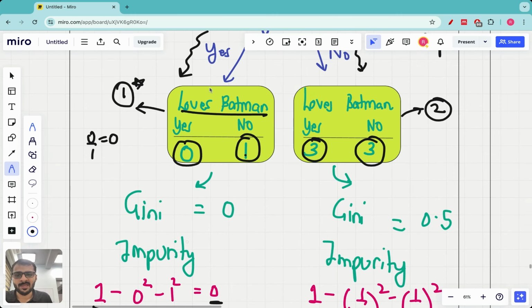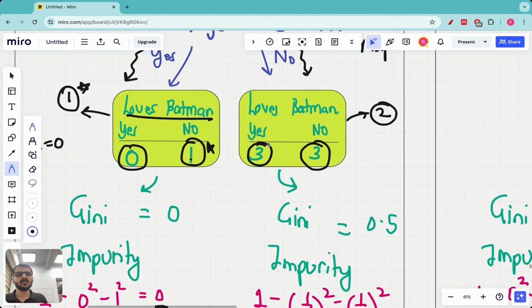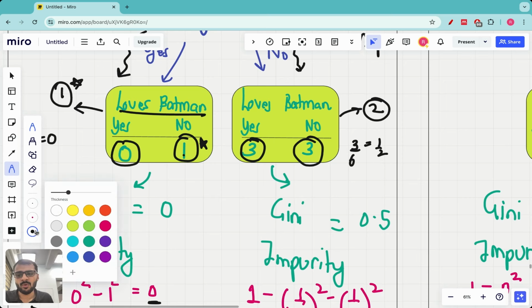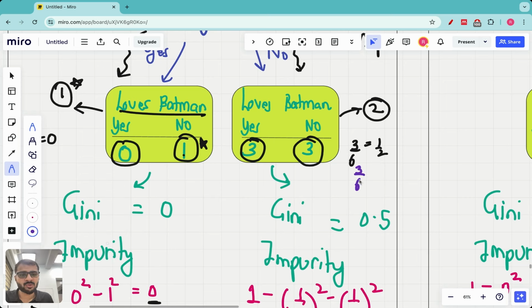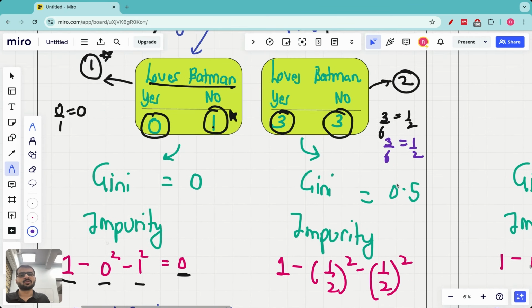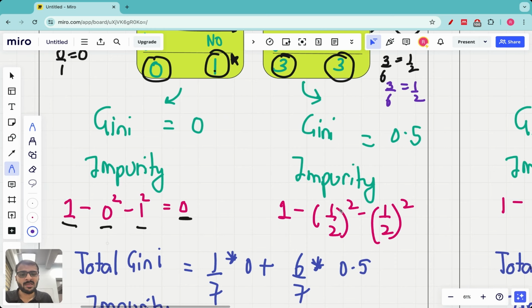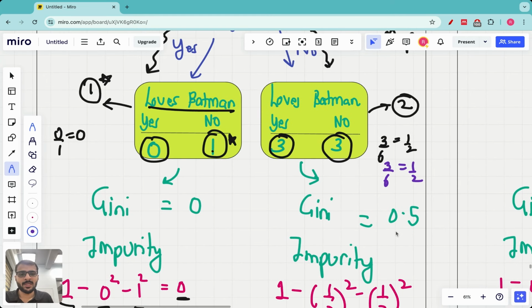And this you already should have predicted, because this leaf is pure. There is not a mixture of classes here. There is only the no category here. If you look at the second leaf, the probability of yes is 3 divided by 6, which is equal to half, and the probability of no is also 3 divided by 6, which is equal to half. So the Gini impurity of this right node, which is the right leaf, leaf number 2, is 1 minus probability of yes whole square, which is 1 by 2 whole square, minus probability of no whole square, which is 1 by 2 whole square. So the Gini impurity of the right leaf, leaf number 2, is 0.5. The Gini impurity of the left leaf, leaf number 1, is 0.